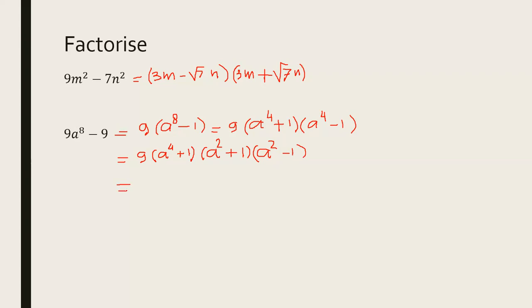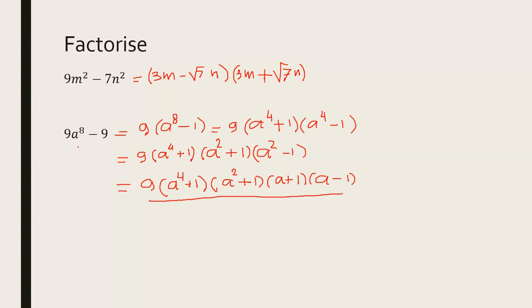Next, now you're gonna factorize these expressions. So become 9 times a raised 4 plus 1, multiply by a raised 2 or a squared plus 1, multiply by a plus 1, multiply a minus 1. So this is the factorization of these expressions.